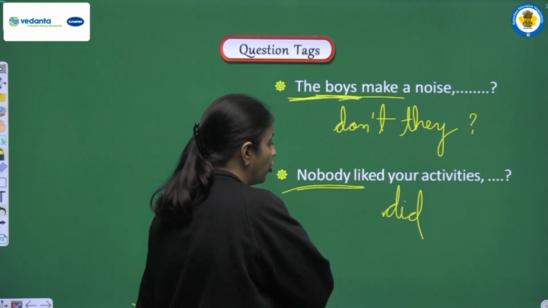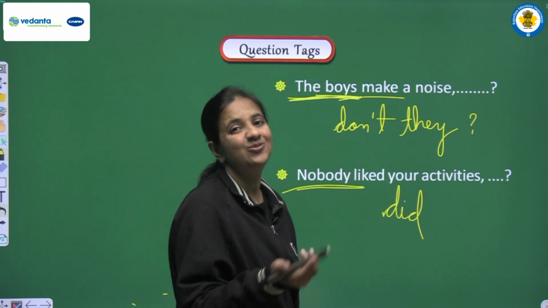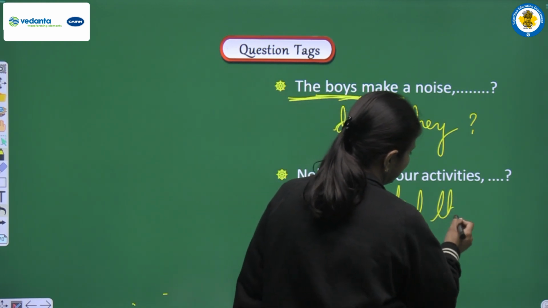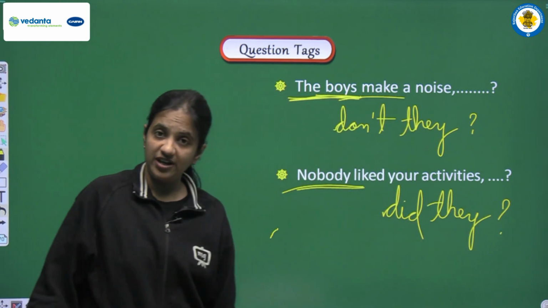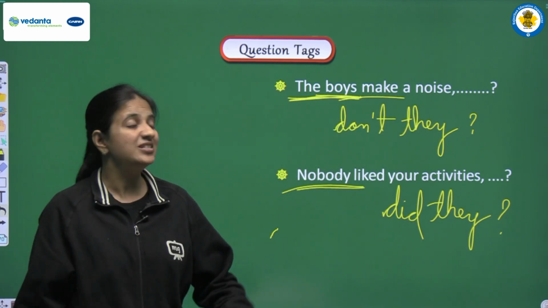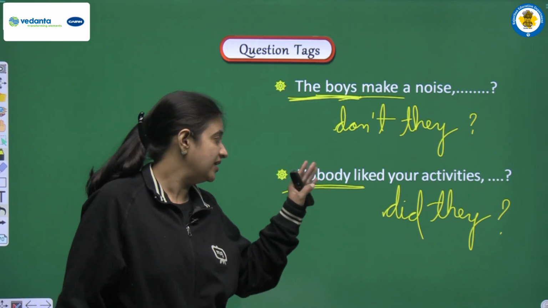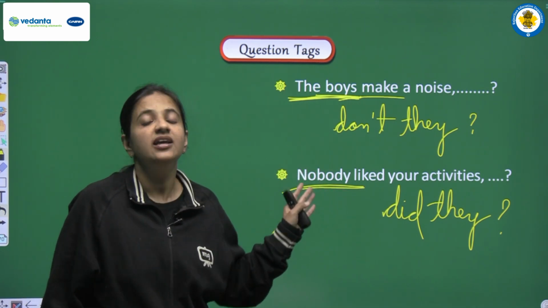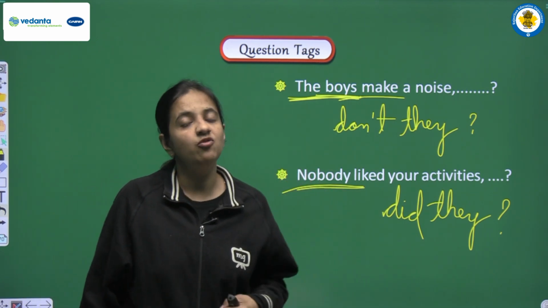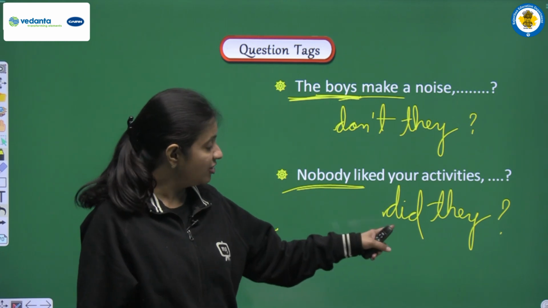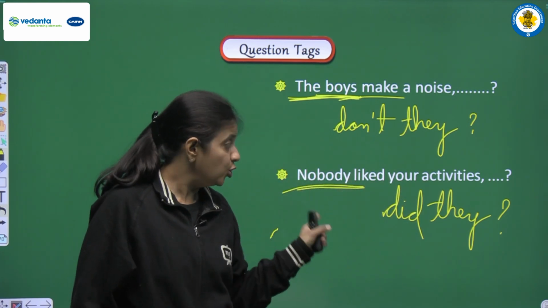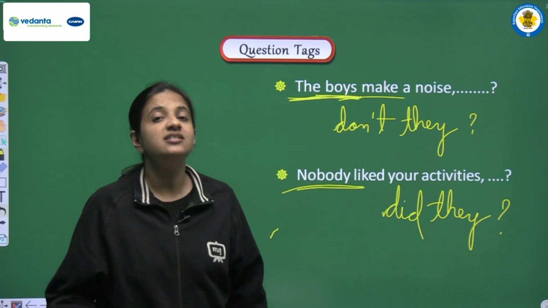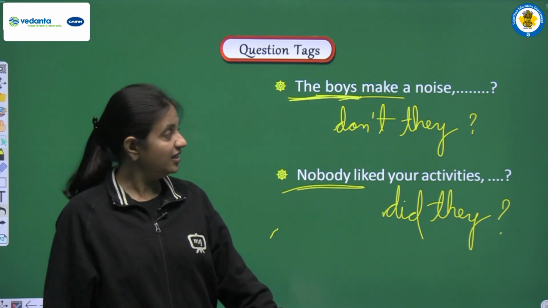And for nobody, what pronoun we have to use? We have to use they. We have discussed all these rules already, students. So just to learn all the rules that we are having, when somebody, anybody, nobody, then the appropriate pronoun will be they. Okay. So here our question tag will be did they, and the complete sentence will be nobody liked your activities, did they. Okay.